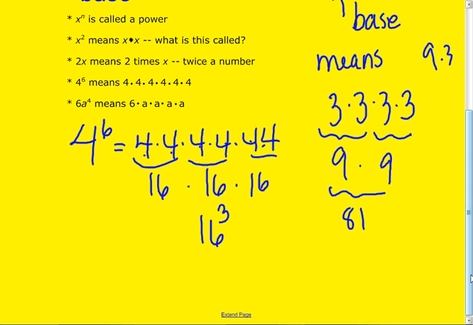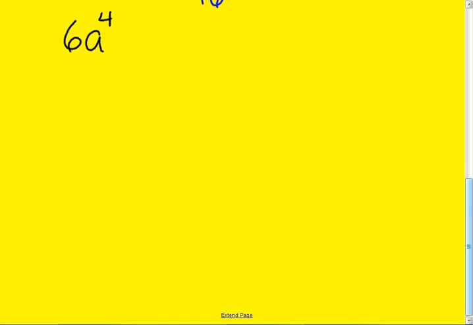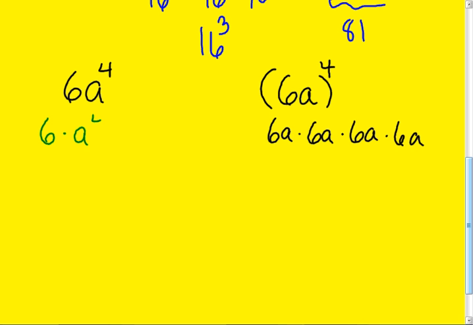Now you've got to be careful with this, 6a to the 4th. This is order of operations now. Is the 6 to the 4th power or not? What would 6a to the 4th look like? That would be 6a times what? What does the 4th power mean? 6a, how many times am I going to do this? 4. But that's not what that is. This is 6 times a to the 4th.